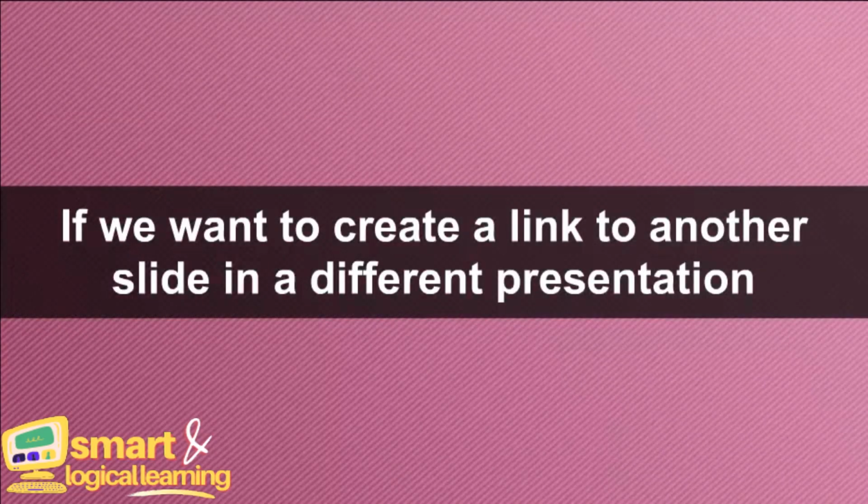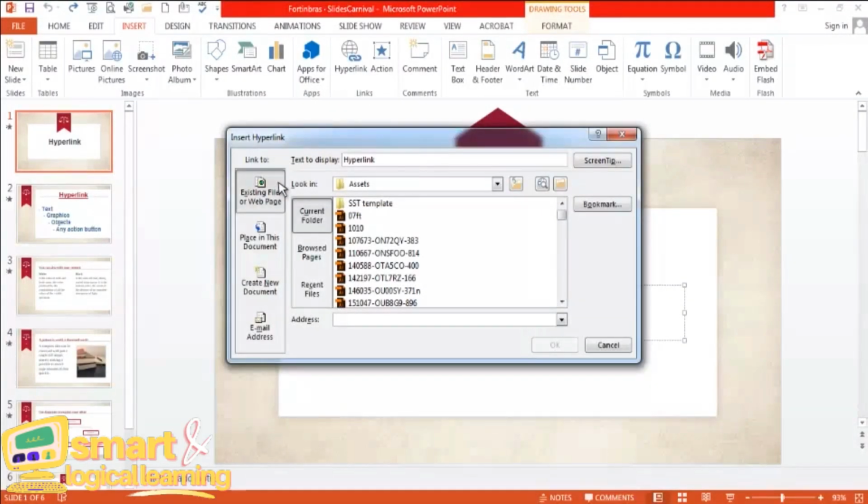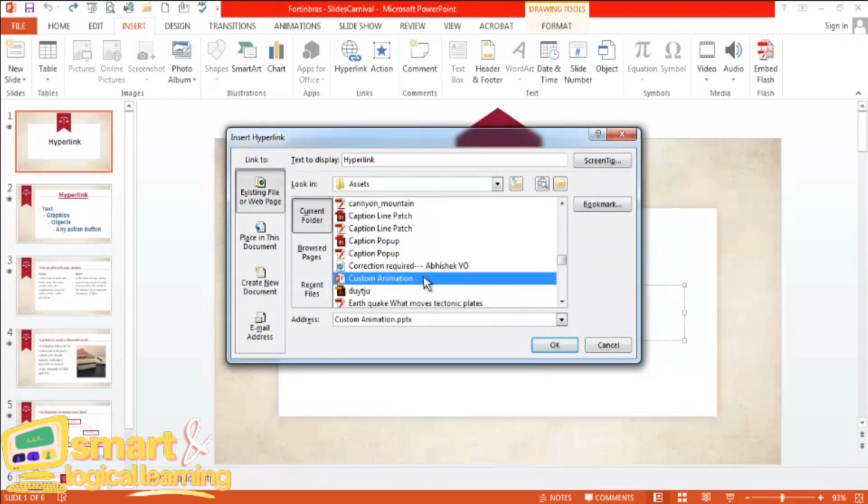If we want to create a link to another slide in a different presentation, click on Existing File with which you want to create the link, or web page. Move to the correct folder and select the presentation with which you want to create the link. Click OK.